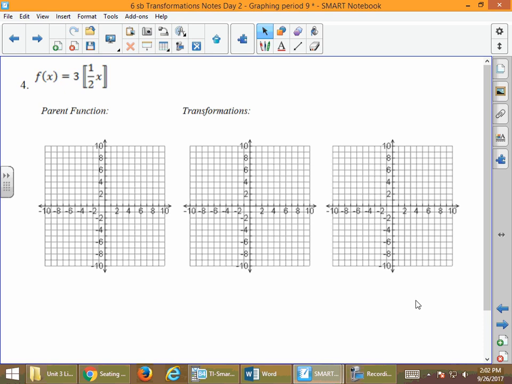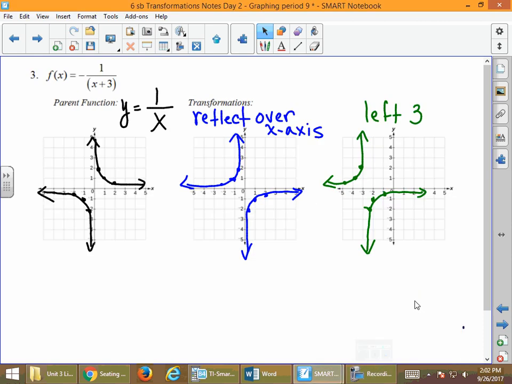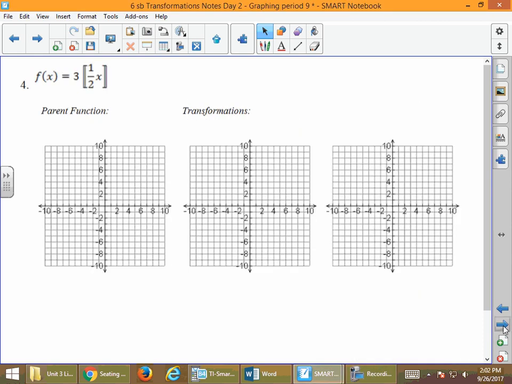Number 4. 3 times the greatest integer of 1/2 x. Let me say at the beginning of this problem that this graph is hard to see, at least on the smartboard, because it's so small for our steps or our floors as you think of this function. But that double bracket there indicates that it is this function.